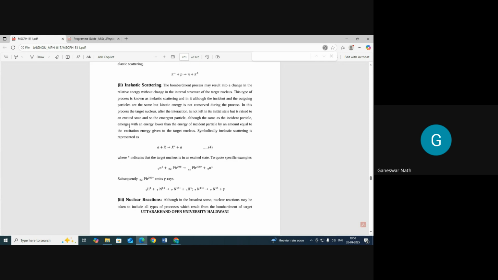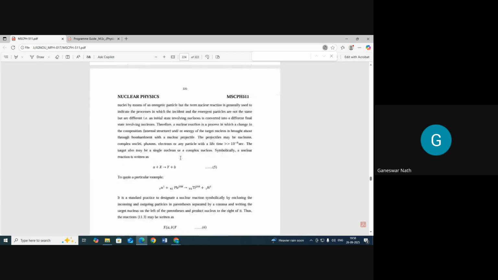It is not raised to be excited more; rather its energy increases and it is to be in a stable condition. The outgoing particle's energy is lower than that of the incident particle by an amount equal to the excitation energy given to the target nucleus. Symbolically, inelastic scattering is A plus X gives rise to X star plus A, where star means it is unstable. These are some of the examples given for inelastic scattering.